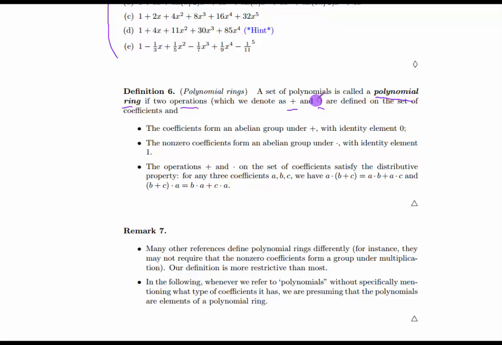Now these two operations have to satisfy the following conditions. The coefficients form an abelian group under plus, which as usual has identity element 0. The non-zero coefficients form an abelian group under dot, and the identity element is denoted as 1. And the operations plus and dot on the coefficients satisfy the distributive property. Okay, so these are conditions on the coefficients of the polynomials.